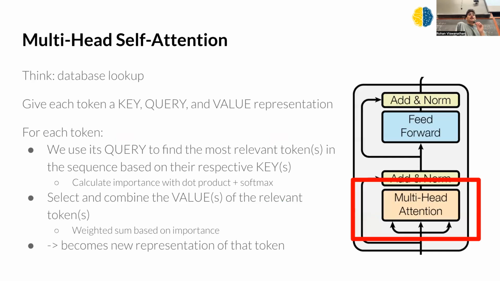We can think of this again as our database lookup. We have a key, we have a query, and we have a value. And what we want to do is compare a certain query to every other key, right? Based on their respective keys, we want to calculate the importance using a dot product and a softmax to determine a probability distribution almost, as opposed to which keys are most similar. And then we want to select and combine the values of the most relevant tokens in a weighted sum. And that gives us a final weighted representation of which parts are most important. And this becomes a new representation of that token.